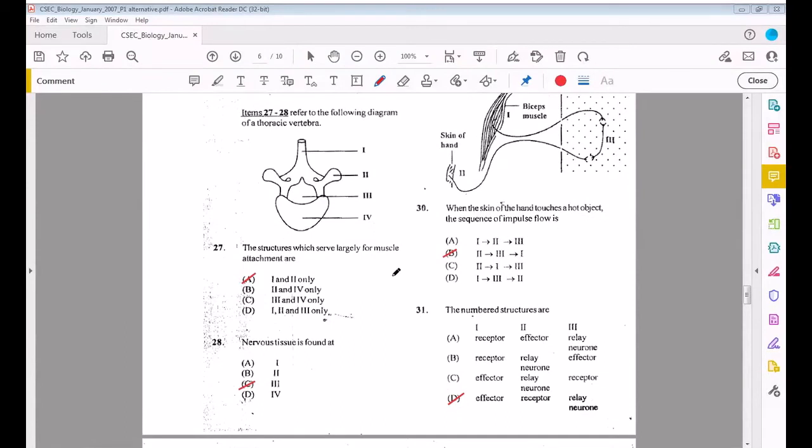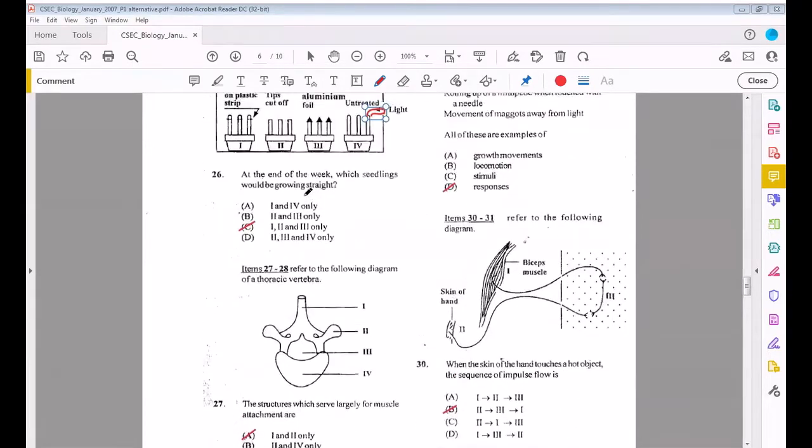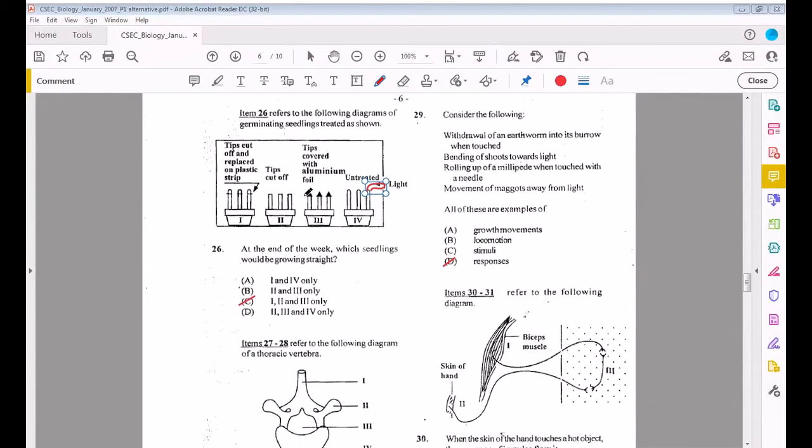27 to 28 refer to the following diagram of the thoracic vertebrae. The structures which serve largely for muscle attachment are A, 1 and 2, and for 28, the nervous tissue is found at C, which is 3, the space between it here. 29, consider the following: withdrawal of an earthworm into its burrow when touched, bending of shoots towards light, rolling up of a millipede when touched with a needle, or movement of maggots away from the light. All of these are responses, which is D.